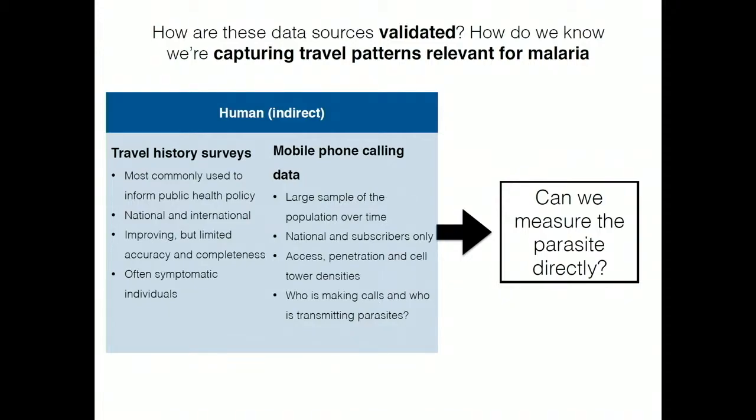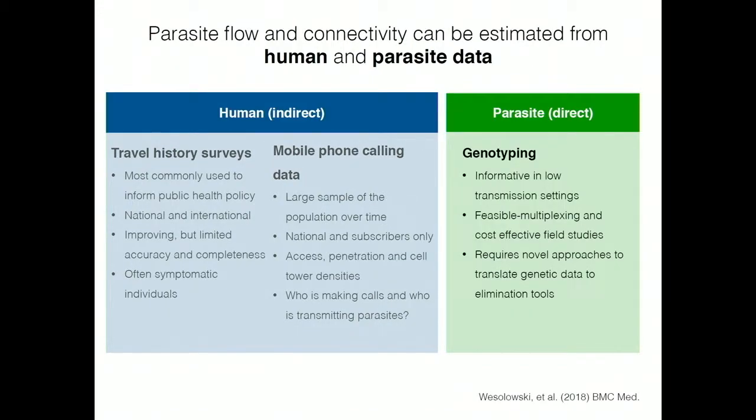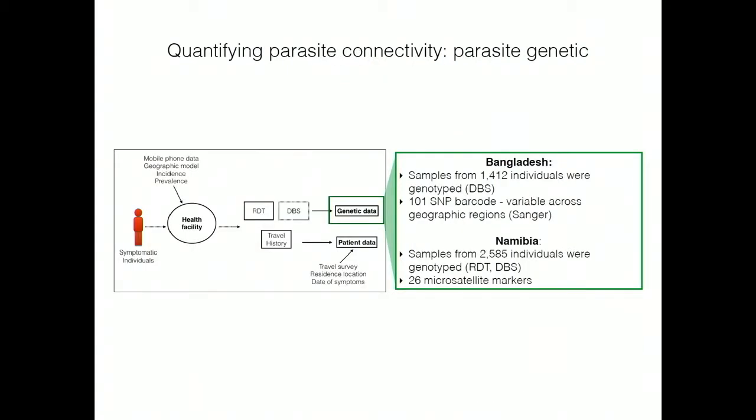So what we also wanted to see is, can we just measure the parasite directly too, using genotyping? Genotyping may be informative in these particular types of low or medium-low transmission settings. It's becoming cost-effective, but we needed to develop new tools to combine these different data sets. And I think there's still a big gap in how these types of molecular tools and other sources of data are actually translated and used.